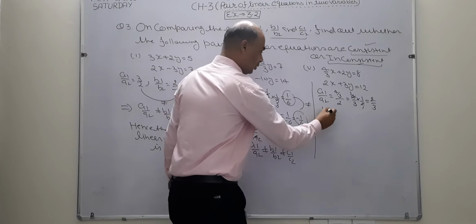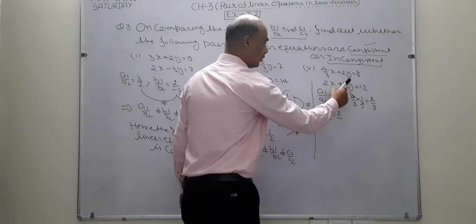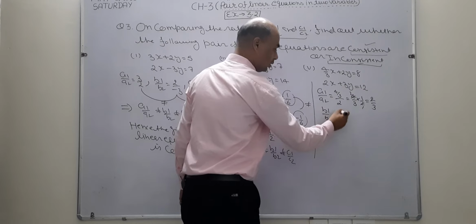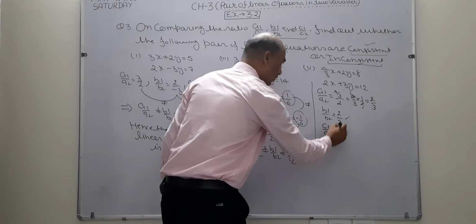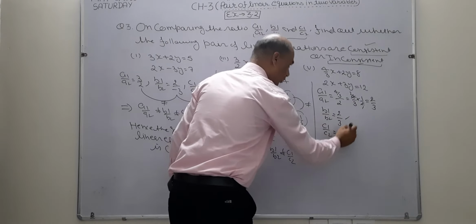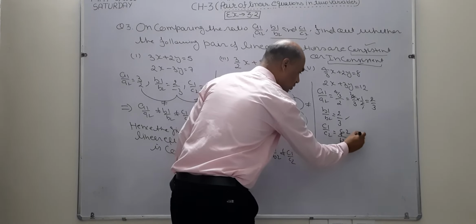Now, B1 by B2. What is the value of B1? 2. What is the value of B2? 3. Okay. Now, C1 by C2. What is the value of C1? 8. What is the value of C2? 12. 4 2s are 8, 4 3s are 12. This becomes 2 by 3.